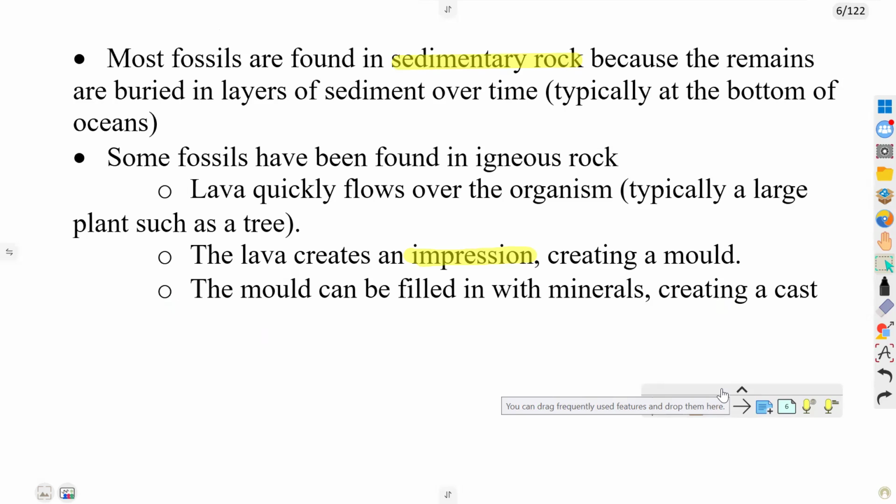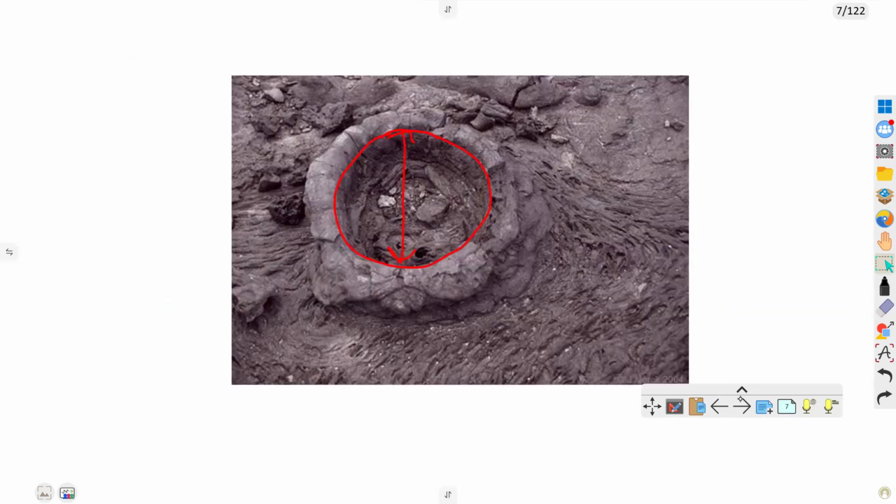Some fossils have been found in igneous rock, where lava will quickly flow over the organism. And these are usually going to be large things that have a hard time moving, so a tree would be a good example of this. And the lava then will create an impression or a mold, which can then be filled with minerals. And this can create a cast, so to speak.